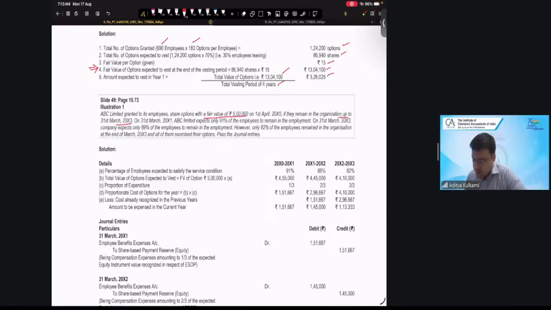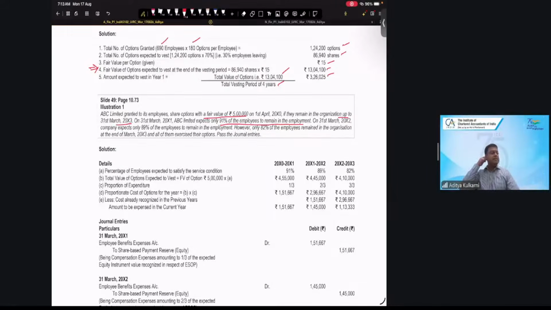On 31st March X1, ABC expects only 91% of employees to remain in employment. So as I said, this is a judgment that is taken, an estimate that is made as to who are the employees who will remain in service till the end of the vesting period. You can always say, how do you know?